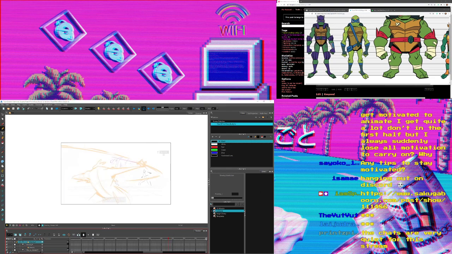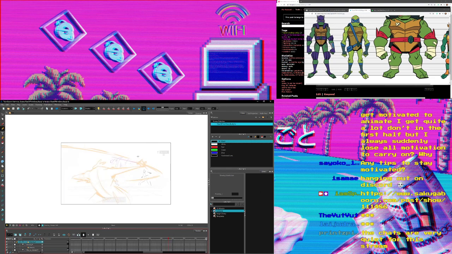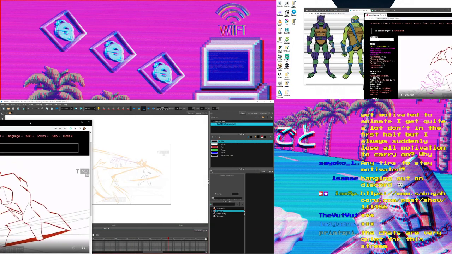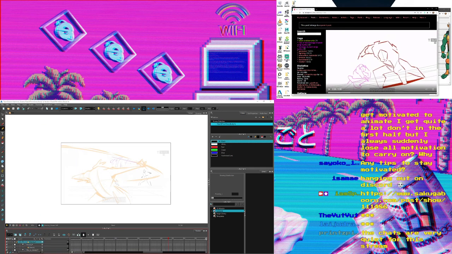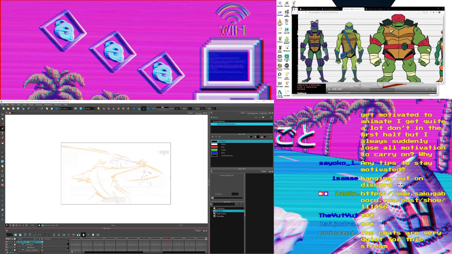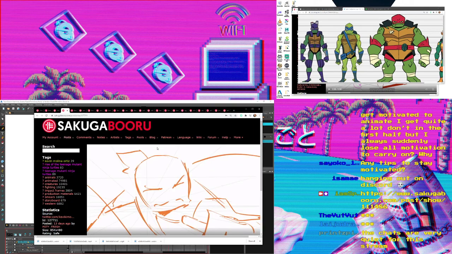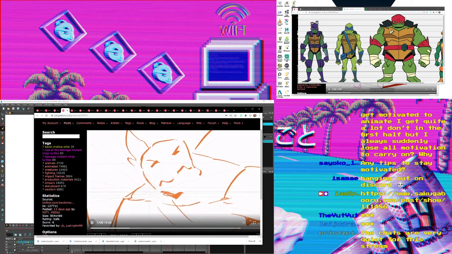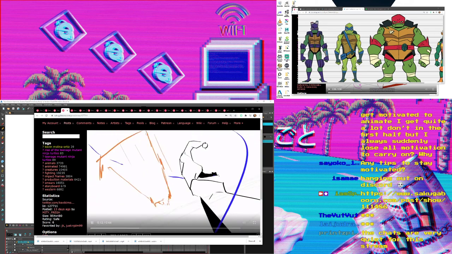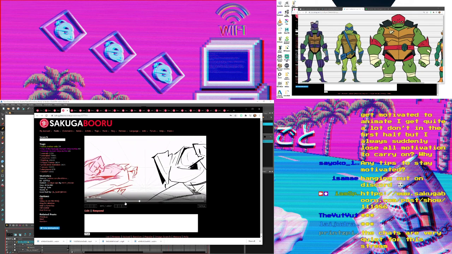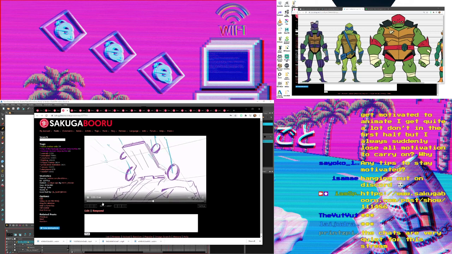Actually, I'm going to show real quick one of the other shots I found on Tsukugiburo. Let's see here. Whoops, that's not it. But one of the other shots I found on Tsukugiburo earlier. Here we go. And this one is ridiculously animated. This is like a crazy amount of animation for being a storyboard.